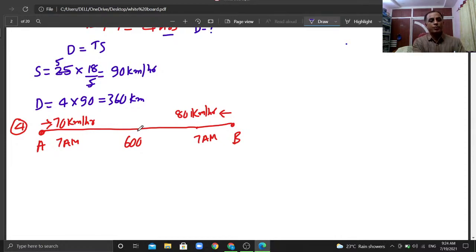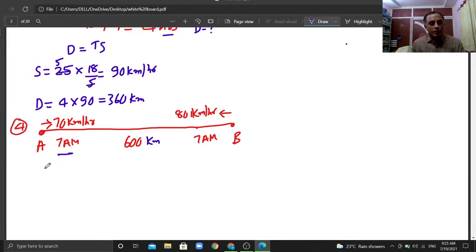Please tell me the answer. At what time do they meet together? The distance between A and B is 600 kilometer. One person travels from A to B, another person travels from B to A. No doubt after some time they will meet together. After how many hours will they meet together? Both the persons started at the same time, that is 7 a.m.